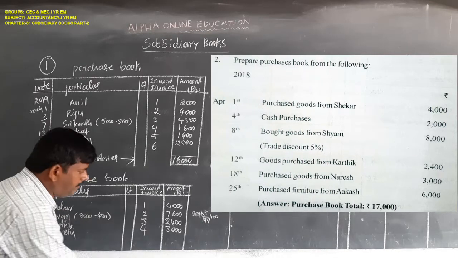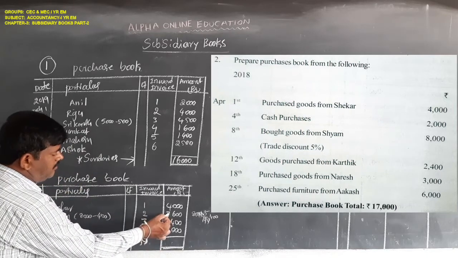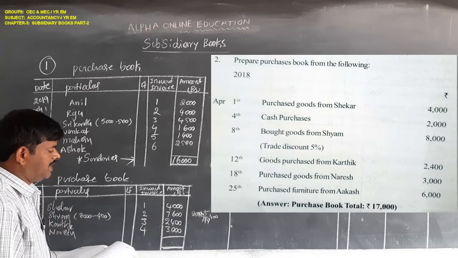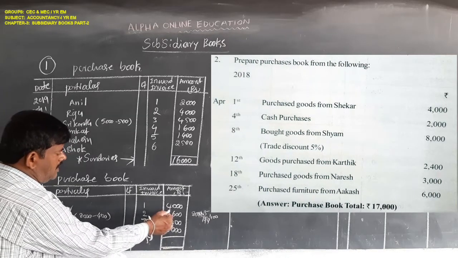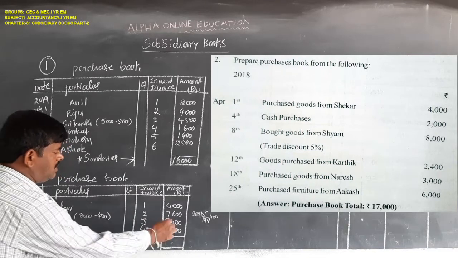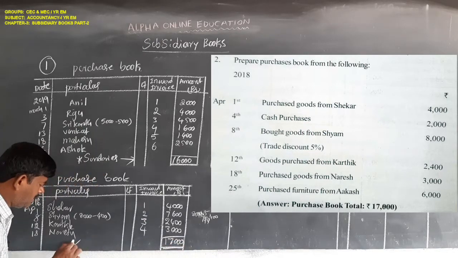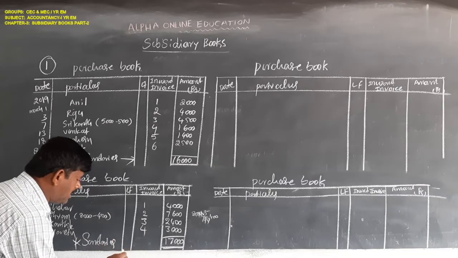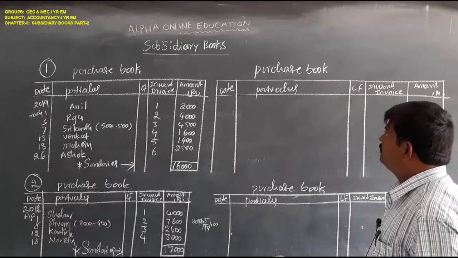Okay, total them. 7 plus 4, 11, 11 plus 2, 13, 13 plus 3, 16, 16 plus 1, 17,000 rupees. So you have to write sundries. Sundries nothing but total. This is the second problem. Third problem.